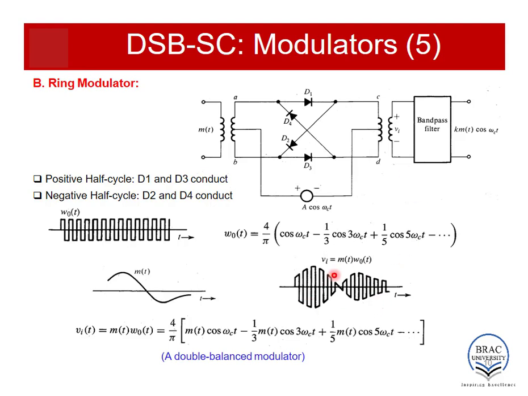This signal will be passed through the bandpass filter. The bandpass filter will block all the components higher than omega c frequency, and these components will be blocked. So the output will be 4 by pi MT cos omega ct. This is our modulated signal. It is the message multiplied by the carrier, and of course there is a coefficient in front, but that doesn't matter. This was the end of our discussion on DSBSC.